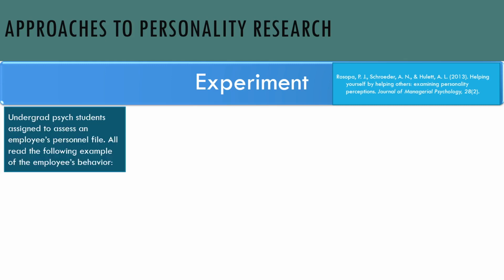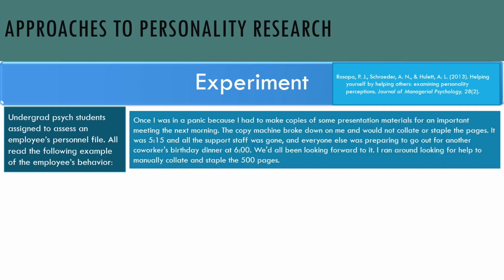All right, so the basic premise of this study: undergrad psych students assigned to assess an employee's personnel file, and they all read the following example of the employee's behavior. So this was a real person's personnel file. So there was a whole bunch of stuff in the person's personnel file. They took out all references to the person's name, so that it protected that person's anonymity. And then it also had the double benefit of it took out any reference to the sex of the person that was being assessed. So these undergraduate psych students were given this person's personnel file, and in amongst all the other things that were in the file was this example of the employee's behavior. So everybody saw this same beginning to the story.